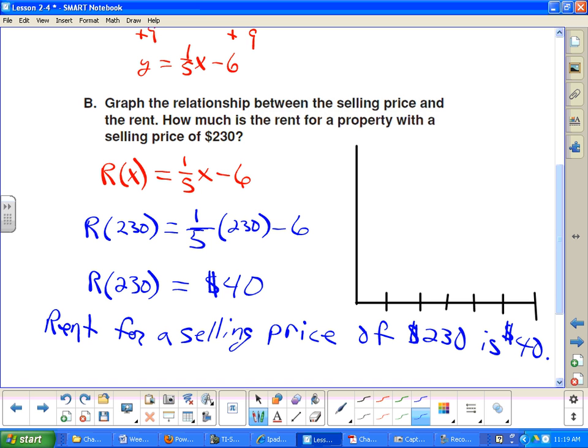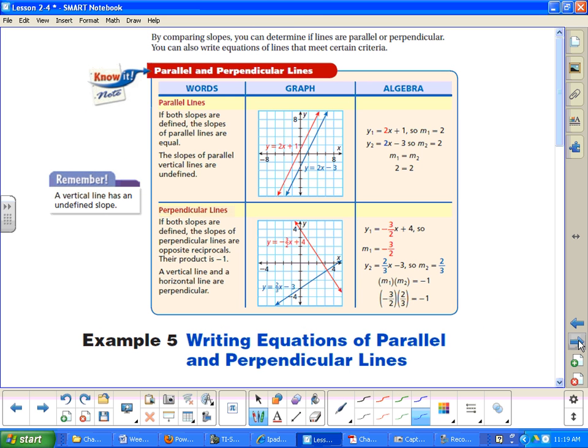And then writing out what it means. All right, last thing then is parallel and perpendicular lines.